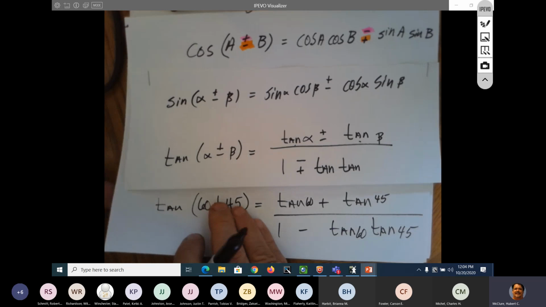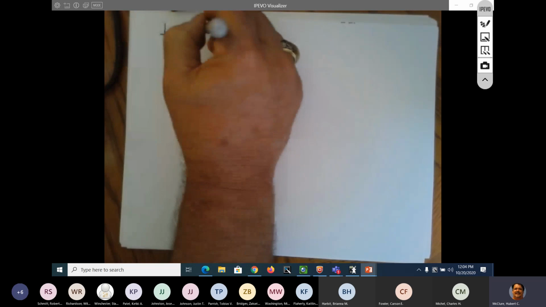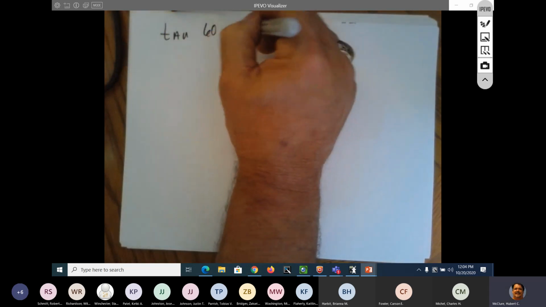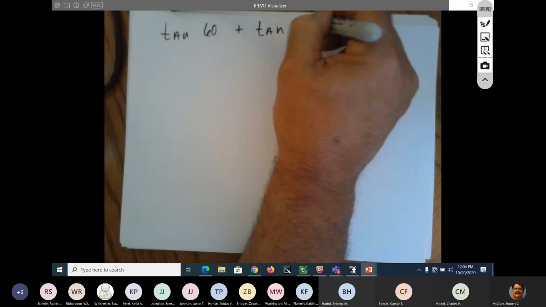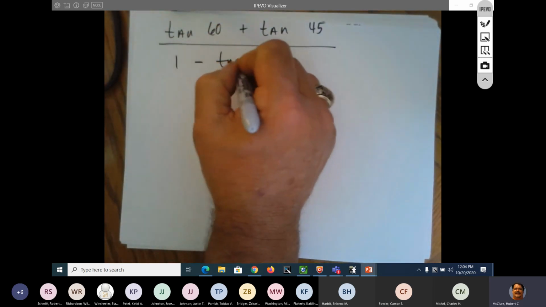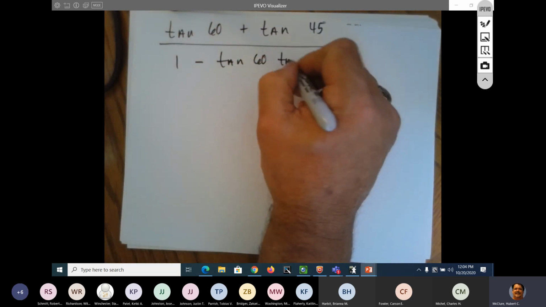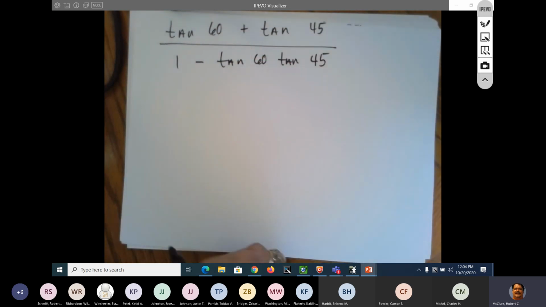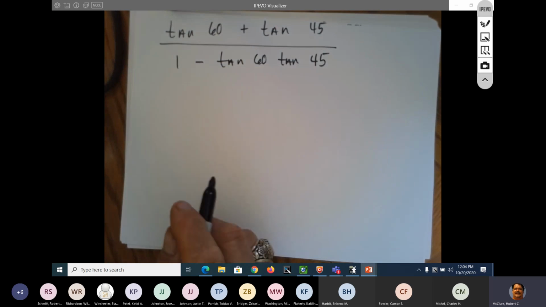So I'm going to rewrite this on the next page. So tan of 60 plus the tan of 45 over 1 minus the tan of 60 times the tan of 45. Excuse me. The good thing about this is you don't have to find different things because the tan of pi over 3 is the same on the top and the bottom.